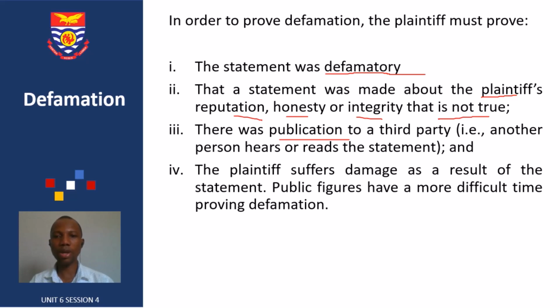So a public figure has a more difficult time proving defamation. So basically, defamation lies on 4 elements. The statement is defamatory, that is, capable of defaming the person. The statement was made about the plaintiff's reputation or honesty, and it is not true. And publication was made to a third party, and because of that, the person has suffered damage.